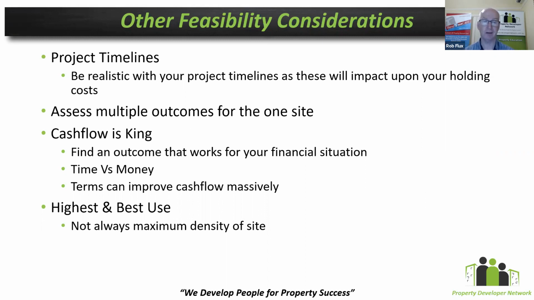And so when you do those different permutations, you may find that the highest and best use is not the maximum density, because that maximum density is not popular in that particular area. When you go to the next area, it might be that maximum density is the most popular, and maybe the maximum density can be highest and best use in that particular instance.